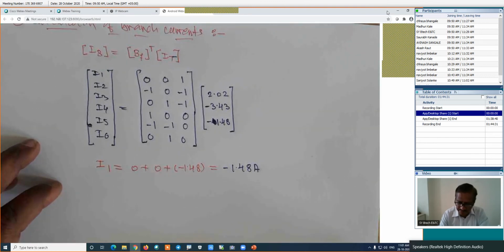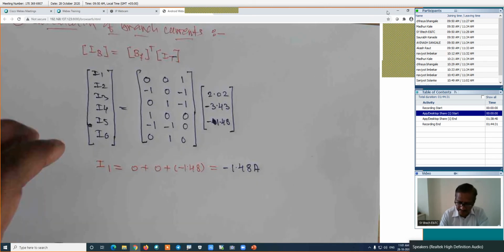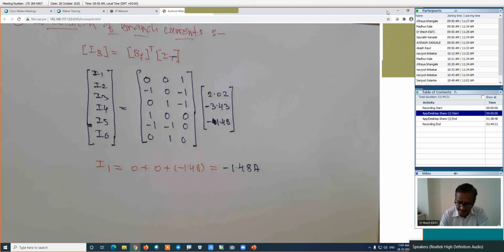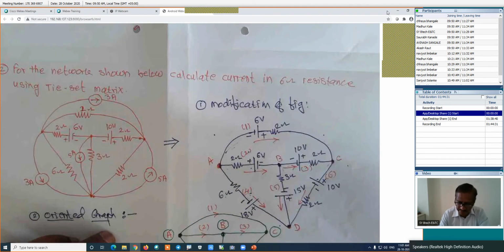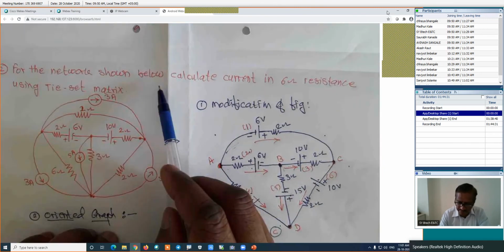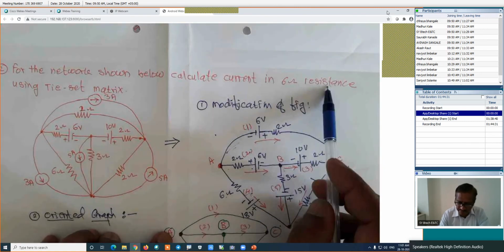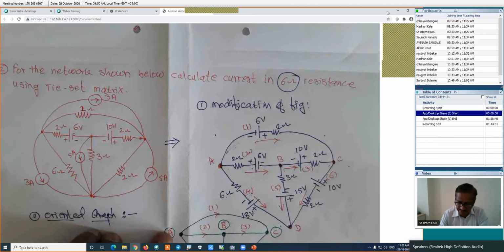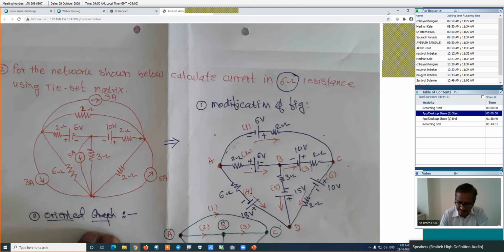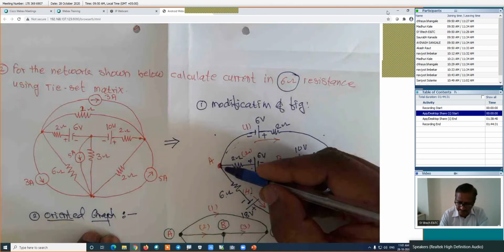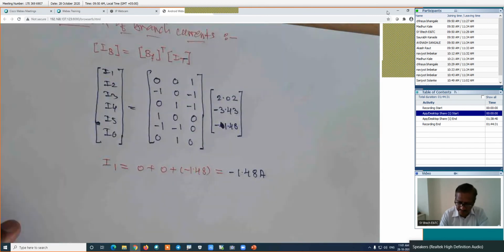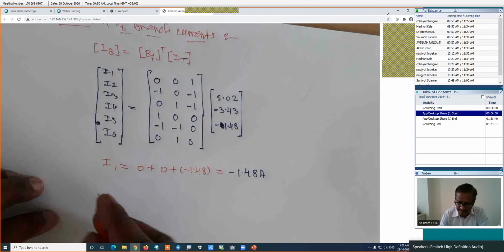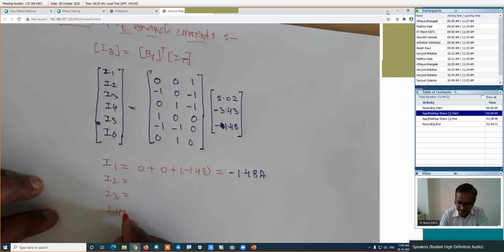This is minus 1.48 amperes, the value of this current. Is it right? Similarly, I will go to the question. What was the question? Just look at what was the question. For the network shown below, calculate the current in the 6 ohm resistance. We are not interested in all the currents. We are interested in the current in the 6 ohm resistance using Tieset. The current in the 6 ohm resistance is nothing but this resistance, means branch number 4.